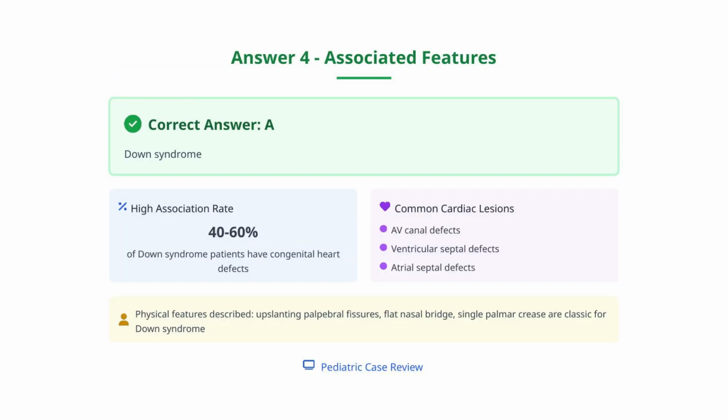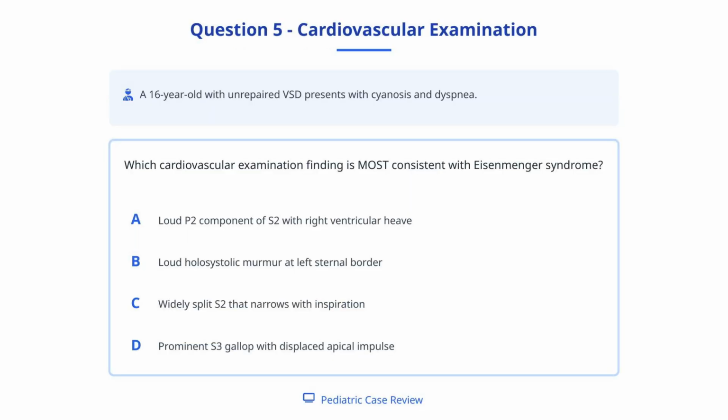Down syndrome has a high incidence of congenital heart defects, occurring in 40 to 60% of affected individuals. The most common cardiac lesions in Down syndrome include atrioventricular canal defects, ventricular septal defects, and atrial septal defects. These defects, if large and left unrepaired, frequently progress to Eisenmenger syndrome. The physical features described in the case, upslanting palpebral fissures, flat nasal bridge, and single palmar crease, are classic features of Down syndrome.